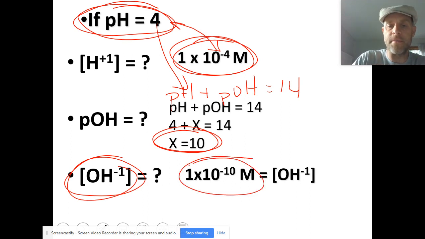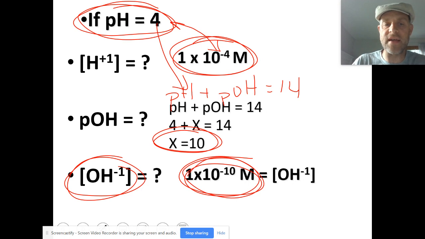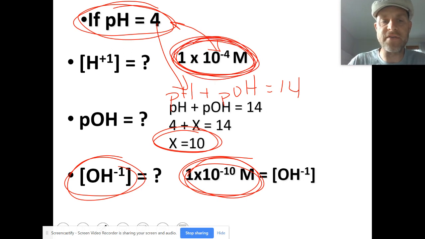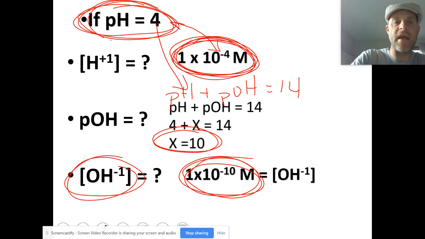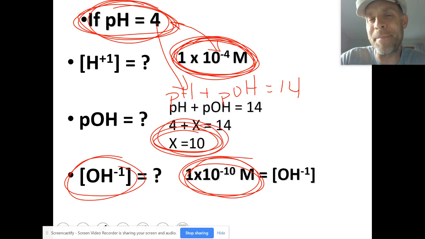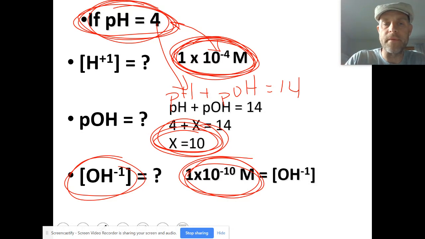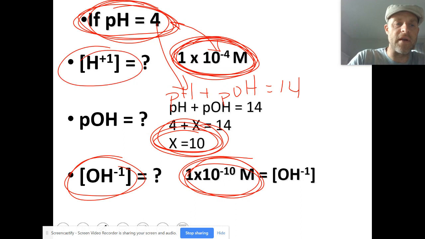So here's how many concentrations of ions I have of hydrogen. Here's the concentration of ions I have of hydrogen. Here's the pH, here's the pOH, and then if I were to say, is that an acid or a base? Well, what number is bigger? Now, I'm not looking at pH or pOH. Concentration number, which one's bigger of these two?